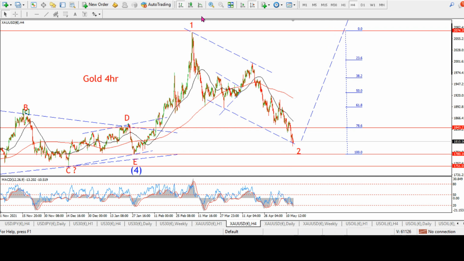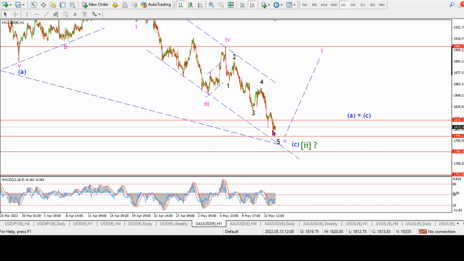So if this count is correct, then we're on the verge of something pretty explosive in gold. On the short term, I'd like to see 1780 hold next week, a nice impulsive higher low build above this 1799 low. So that's the idea for gold. We'll see how it happens or how it goes. Join the nightly updates and you'll see every night.